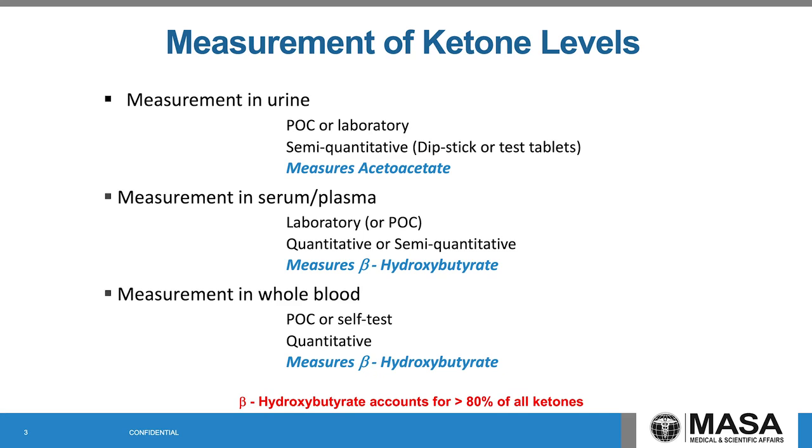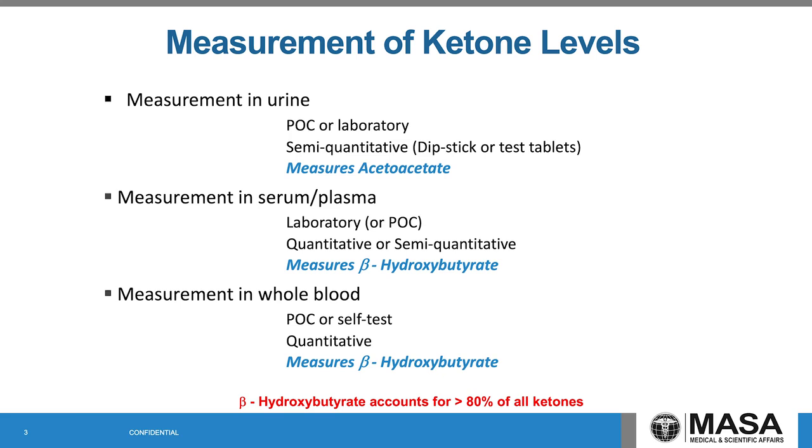We can measure ketones in urine, in serum and plasma, and also in the whole blood. If you look at ketone measurements in urine, this can be done in a point-of-care format or in a laboratory. The result is unfortunately always semi-quantitative. You can use dipsticks or test tablets, and the test only measures acetoacetate. And as we remember, acetoacetate accounts for less than 20% of total ketone bodies in your body.